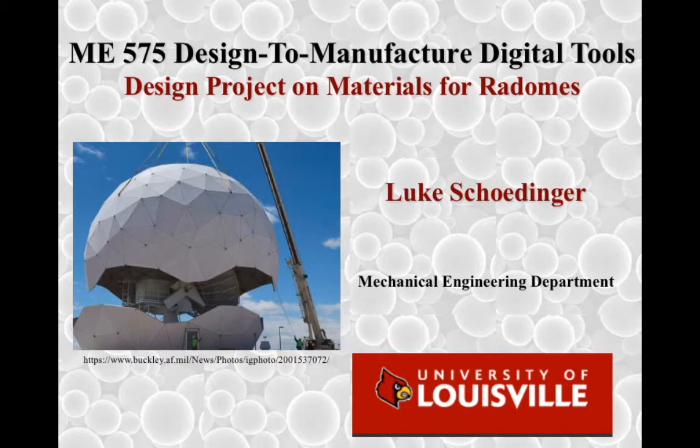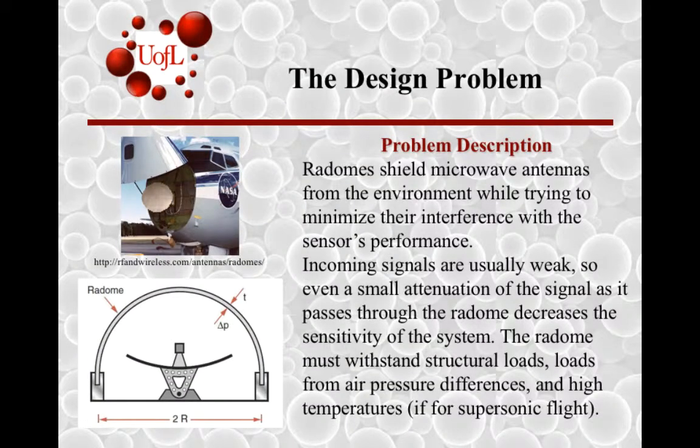Hi, I'm Luke Schrodinger, and my project was to determine what materials are good for radomes. Radomes are the large dome structures that protect radars and sensors. They can be on the front of planes, or you'll see them on top of news vans. They shield microwave antennas from the environment while minimizing their interference with the sensor's performance.